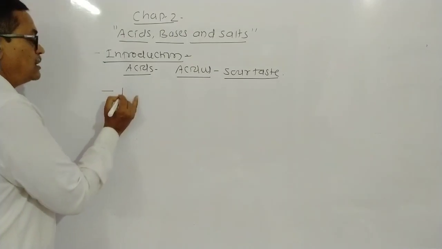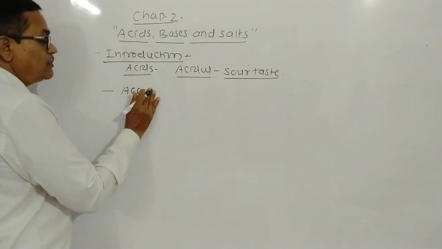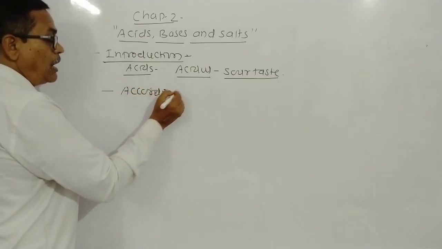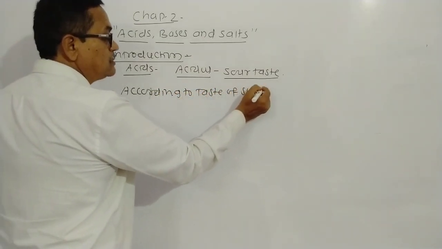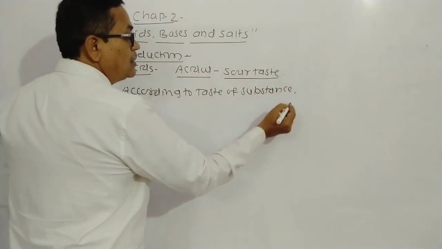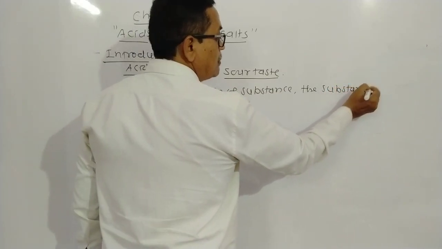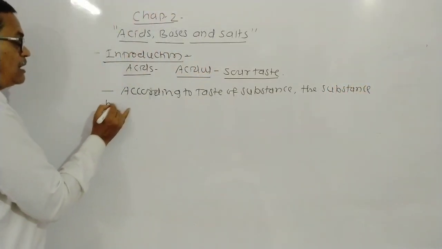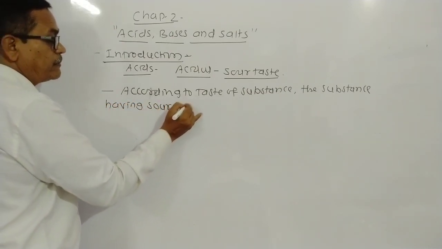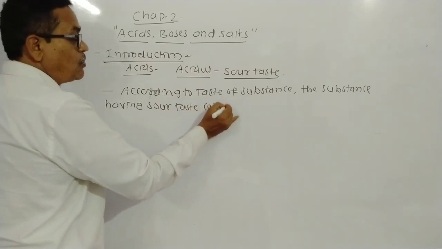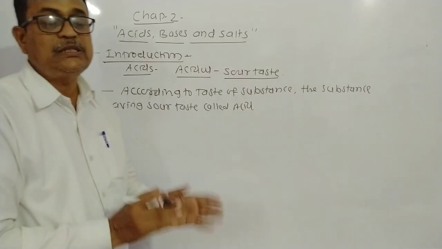Look here, according to taste of a substance, the substance having a sour taste is called acid. The substance having the sour taste is called acid.